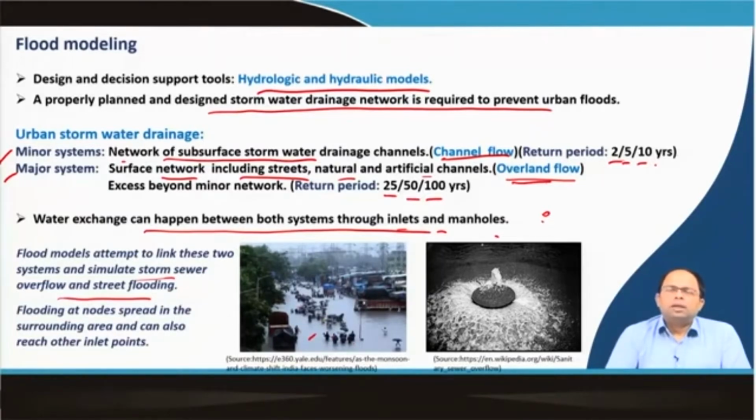street is also sometimes designed as a drainage network. That means the surrounding water will come to the streets and then get into the sewer network via those inlets, but because the sewer is totally filled, it is not able to take in this water, so water remains on the street, and that is what is creating the flood. And then again the water spreads from the street to the surrounding areas. So, flooding at nodes spreads into the surrounding area and can also reach other inlet points, right. So, you can see this is a practical example.